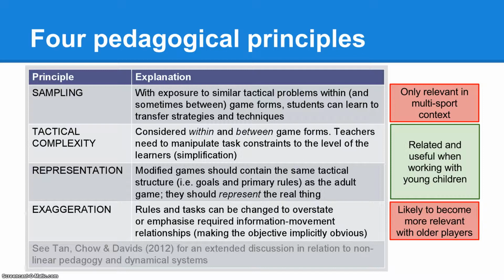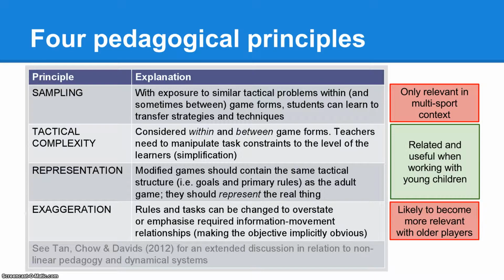But having said that, representation is also important. So this is the principle that modified games should contain the same tactical structure, so the same basic goals or rules as the adult version of the game. So they should represent the real thing. So we have to balance these two things off. We need to simplify the game, we need to reduce tactical complexity, but without losing its representativeness to the real thing. So it was this balancing act that I wanted to explore with the coaches in the session.